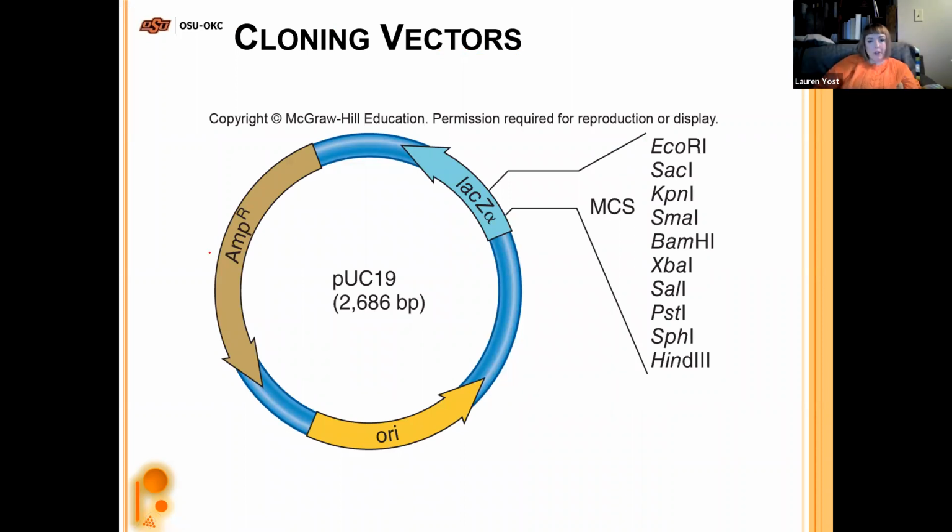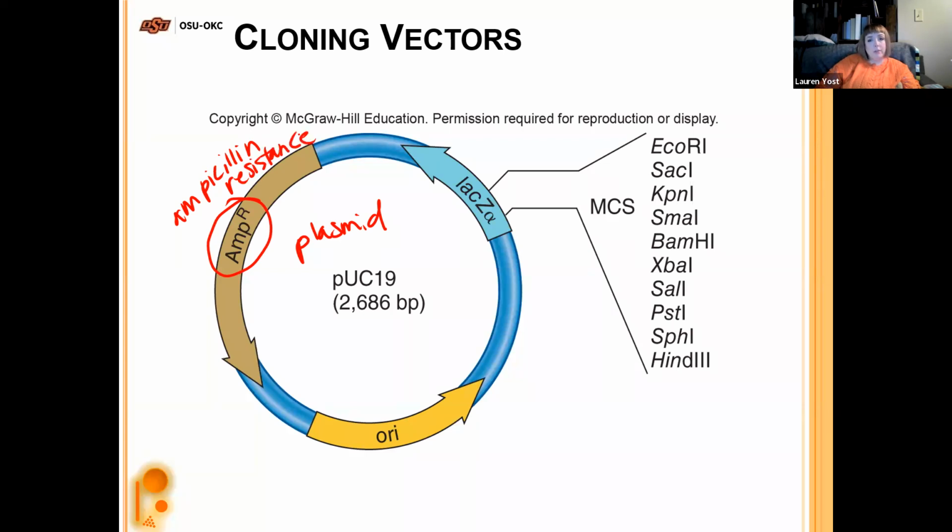So common vectors, this is a plasmid. This is a common depiction, a map, if you will, of a common plasmid, okay? And what we have going on here, we have an ampicillin resistance. So this amp means ampicillin. What does that sound like to you guys? That's ampicillin. It's like an antibiotic, right? So that is going to convey ampicillin resistance.